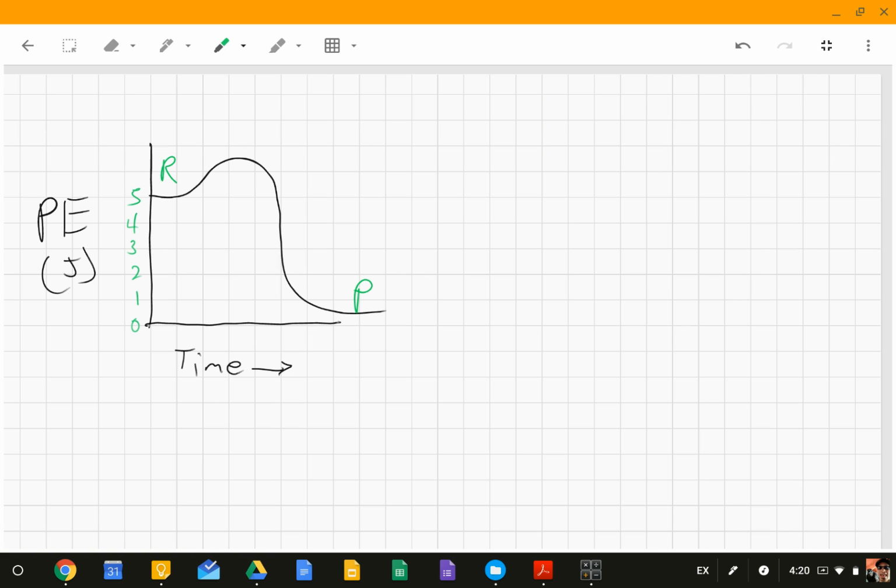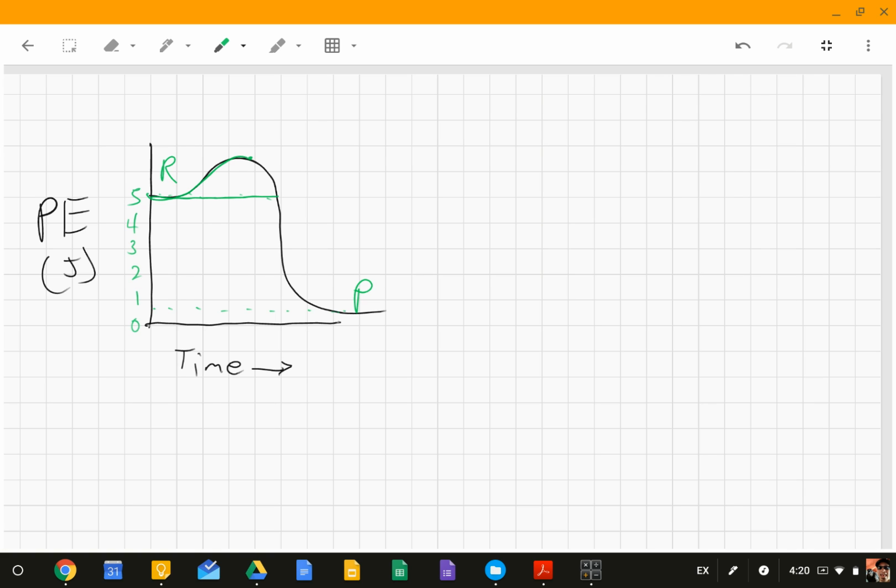Okay, so you could see, let's say the reactants had 5 joules, the products have about a half of a joule. Okay, we'll get to that in a second. So the reactants have this much energy, the products have this much energy. Okay, now you're probably noticing this hill here.